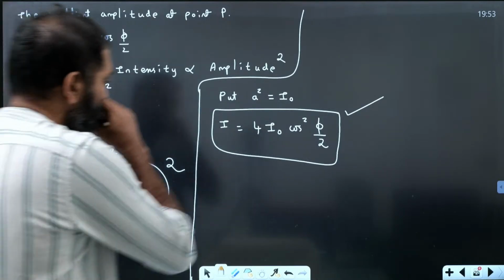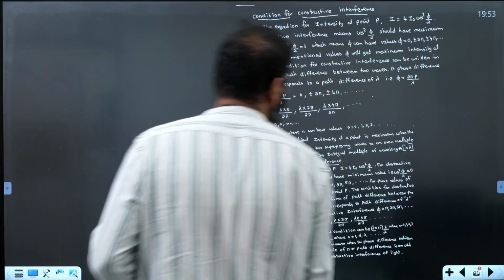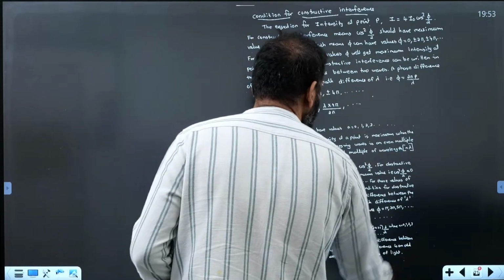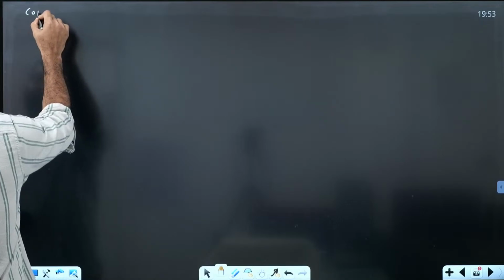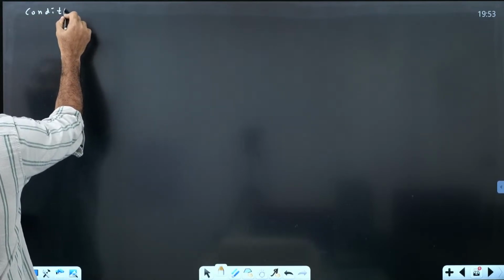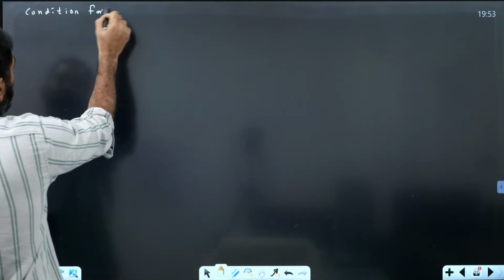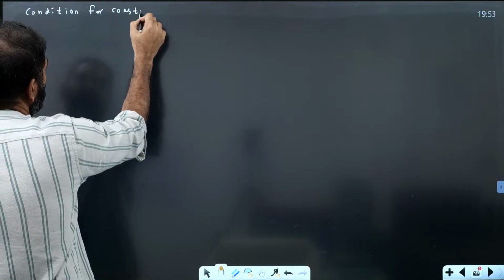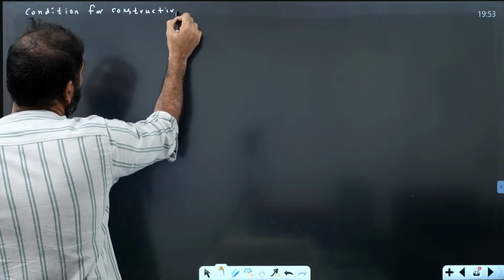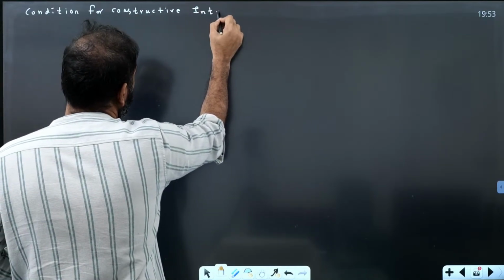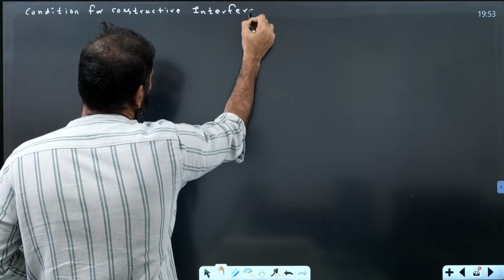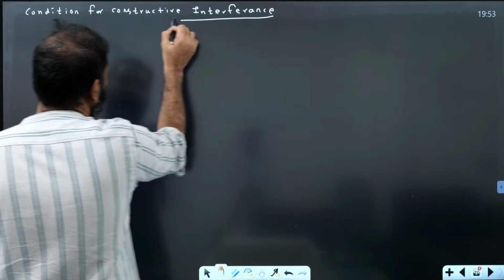Now pay attention. So resultant intensity is what? 4I0 cos square phi by 2. Next is condition for constructive interference. It's an important board exam question. Condition for constructive interference.